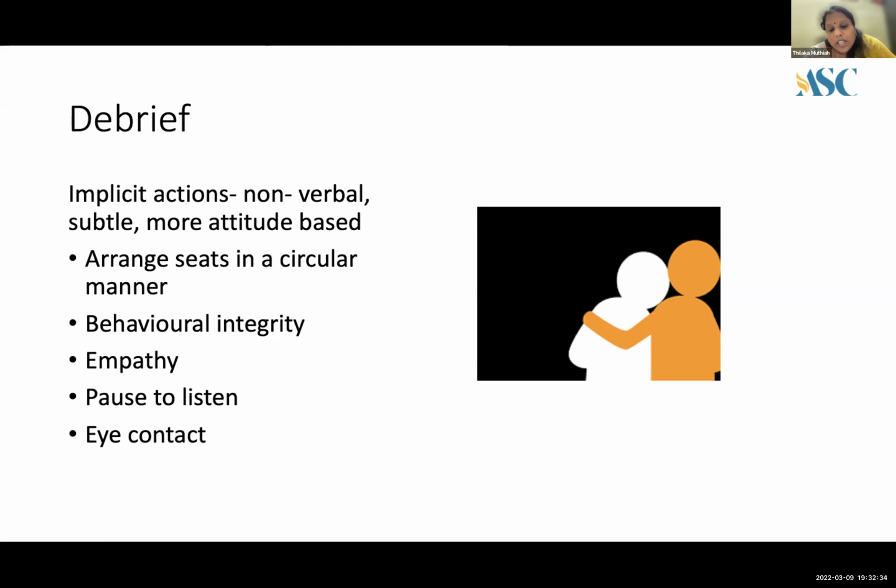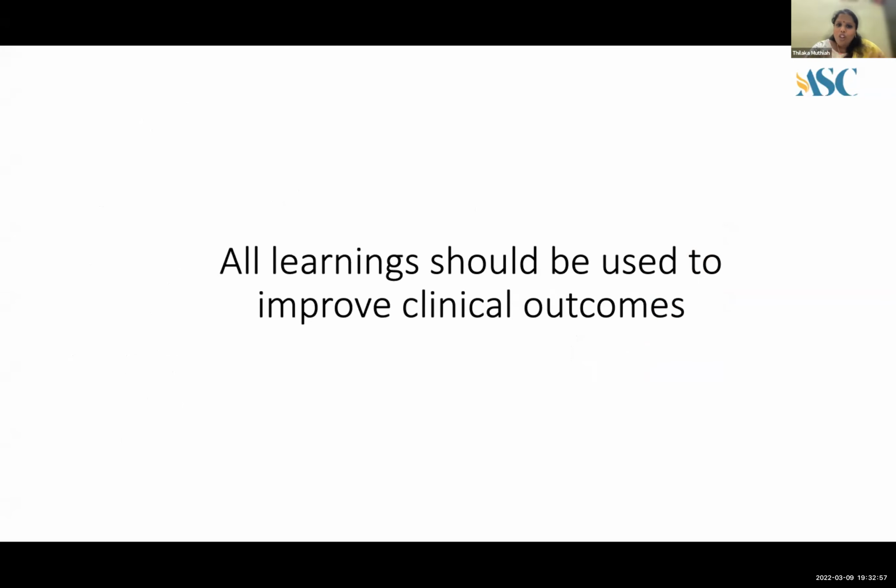And it's also a great idea to have good judgment, where we can tell them that, okay, I did notice this. Now my concern is that it might lead to a complication. So I'm just curious to find out why such an action was done. So that is good judgment. Good judgment can be used in debriefing instead of absolutely having no judgment at all. So that can definitely be done. And all of these learnings that we do in a simulation environment have to be used to improve clinical outcomes.